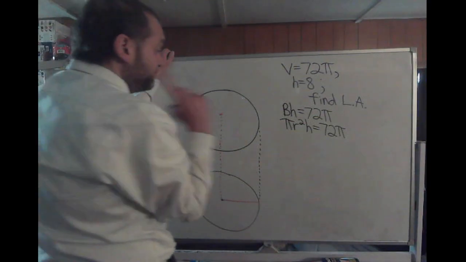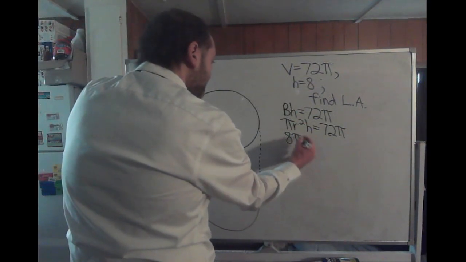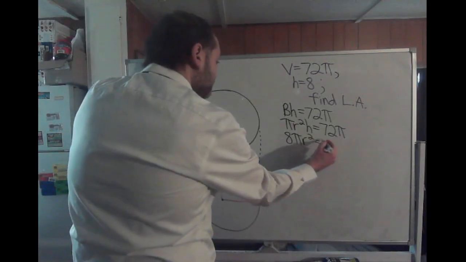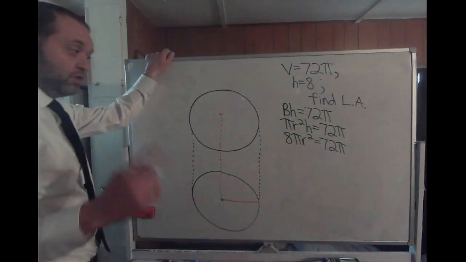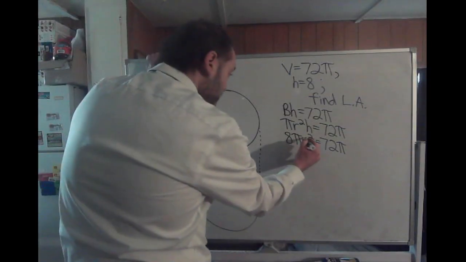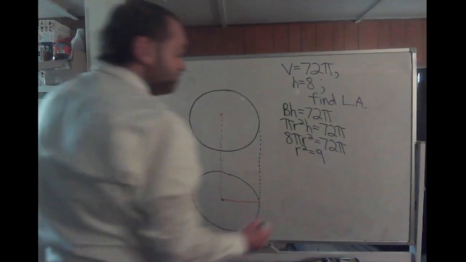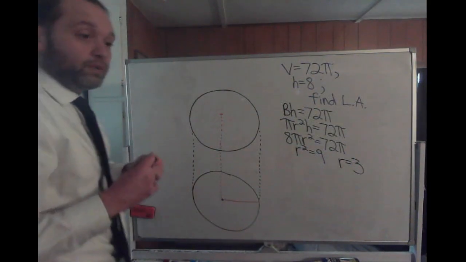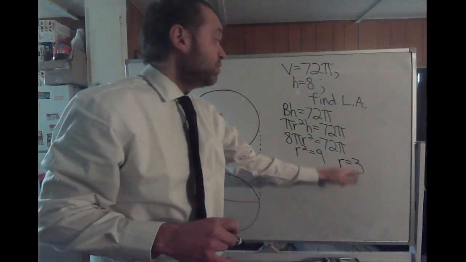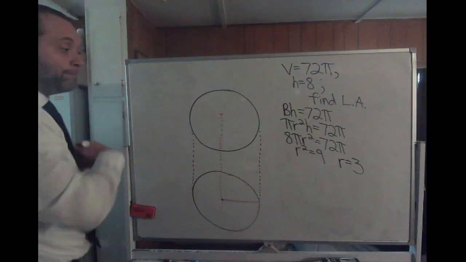Well, they actually give you that the height is 8, so you'll end up having 8 pi r squared equals 72 pi. Now you can divide both sides by 8 pi. You'll end up getting r squared by itself is equal to 9, which then you can just solve for the radius. That would equal 3. Well, that's great that we know the radius. It's going to go a long way to helping us, but we really need to find the lateral area.